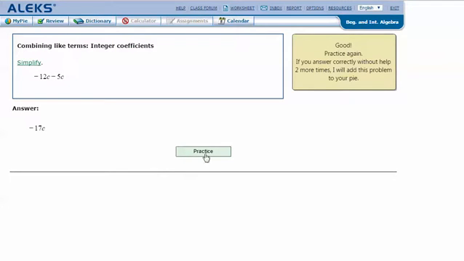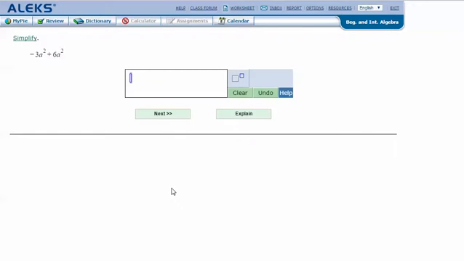Let's try one more. Negative 3a squared plus 6a squared. These are also like terms. They both have a squared. So we can go ahead and add. Negative 3 plus 6 is 3. And then our like term is a squared.